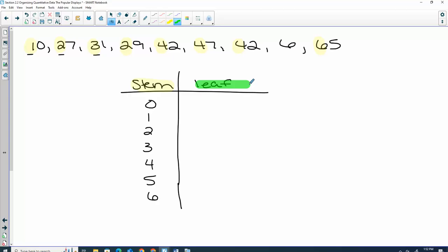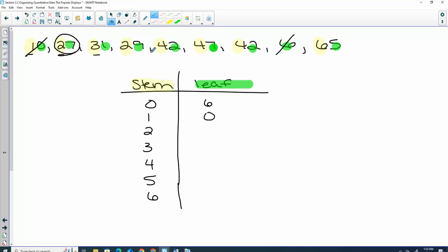The leaf is your 1's digit, but you put them in order. So how many have a tens place of 0? That's just my 6, so I just put 6. How many have a 1 in the 10 spot? Just my 10, so I put my 0. What about my 2's?